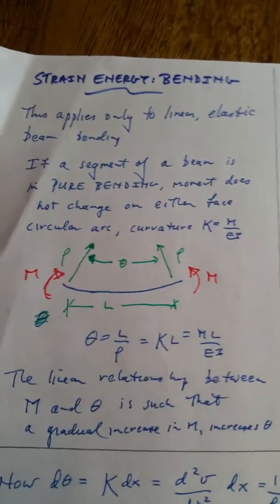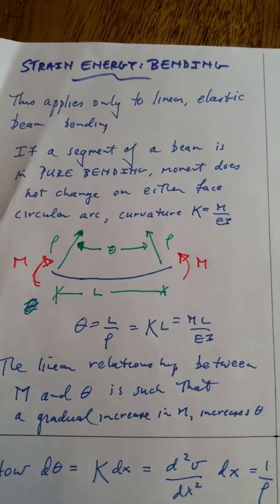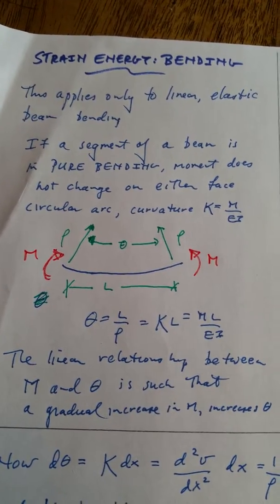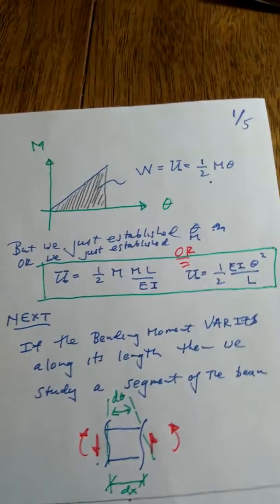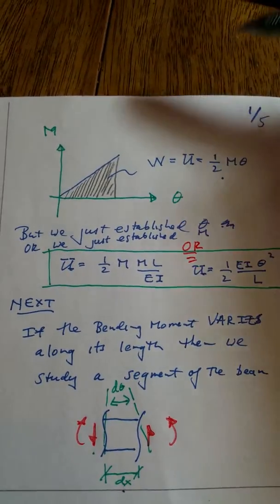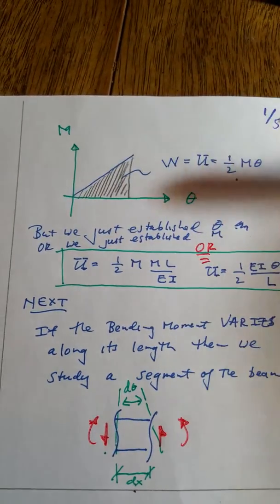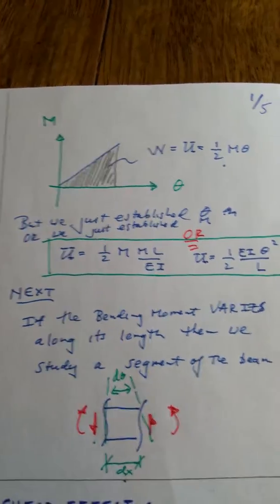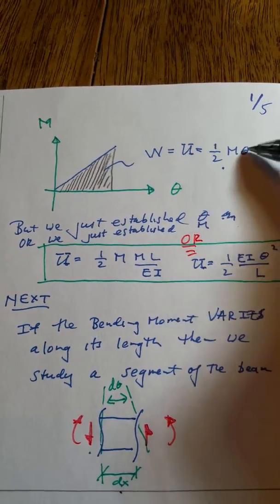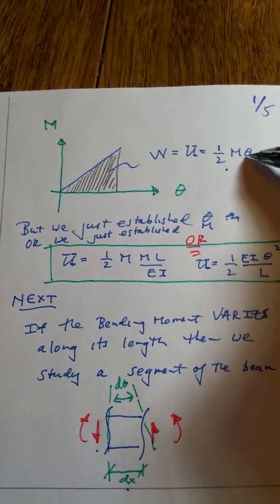If the M is slowly applied from 0 until a final value, then theta is also proportionally increasing from 0 to a final value. And our strain energy here is the area under the curve, 1/2 the base times the height. So now we can express this U in terms of M's or in terms of theta.